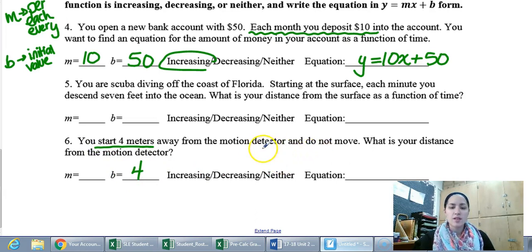But notice it says you do not move. So do you have any rate of change? If you don't move, you're not going anywhere. So the slope here is going to be 0. My rate of change is 0. You're not going anywhere. So it's not increasing, it's not decreasing, neither. You're standing still.